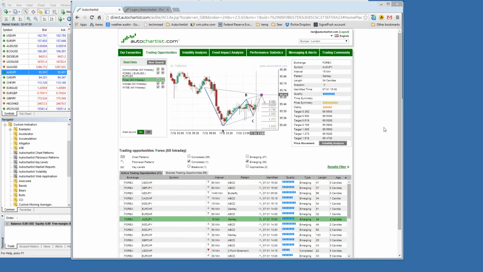What I normally do if I trade Fibonacci, and again I want to tell you that I don't normally trade Fibonacci, I'd never set really stop losses or take profit.